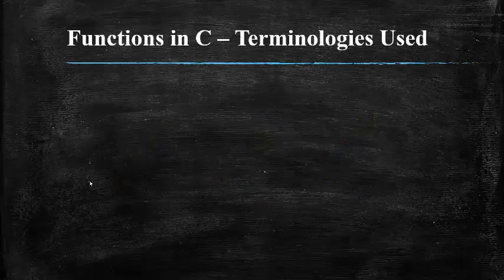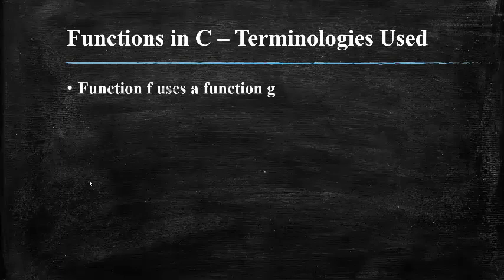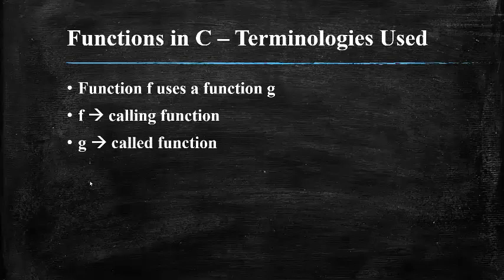The first and foremost thing: let's say, for example, function f uses a function g, which means I write a function f, and inside the function f, I am trying to use the function named g. So here f is called the calling function and g is called the called function. Since f is using the function g, f is the calling function and g is the called function.